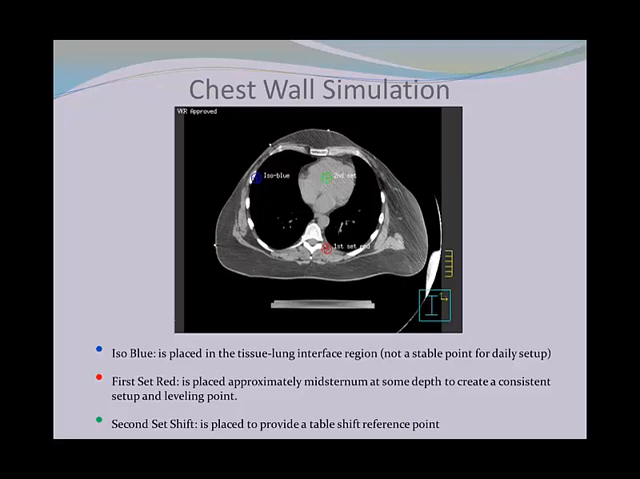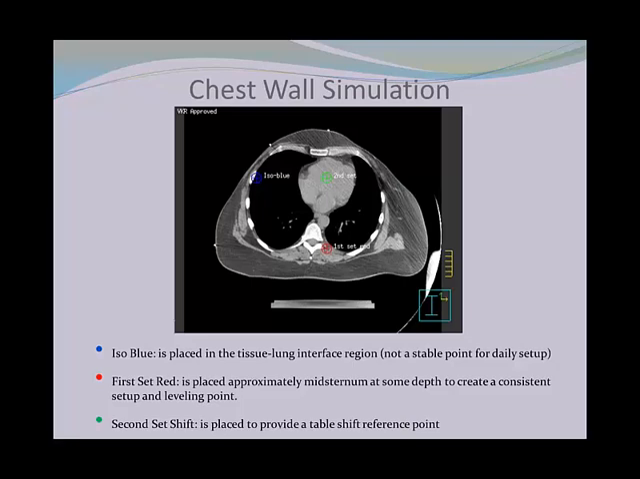Then we also have a shift point in green, and this is placed to provide a table shift reference point. To make sure the setup is correct, we normally set the patient up to the first set red, and then lower the table to the second set. Then we also generally give the therapists the lateral shift to the ISO blue. And of course, we take films to verify we are doing the setup correctly.